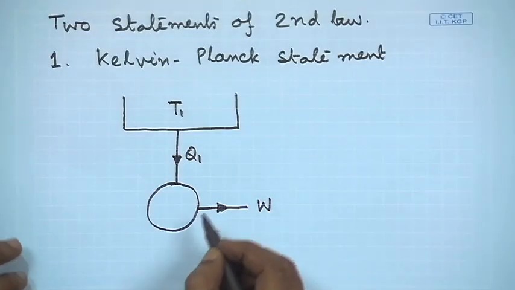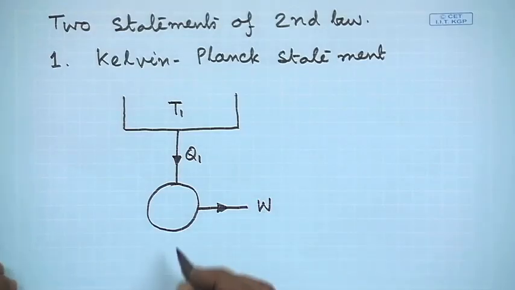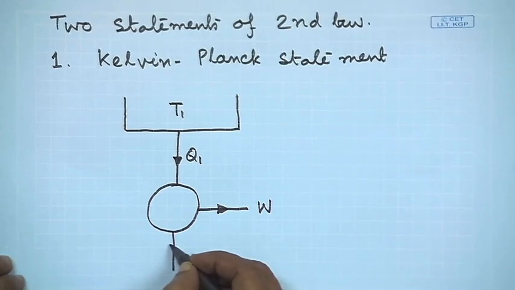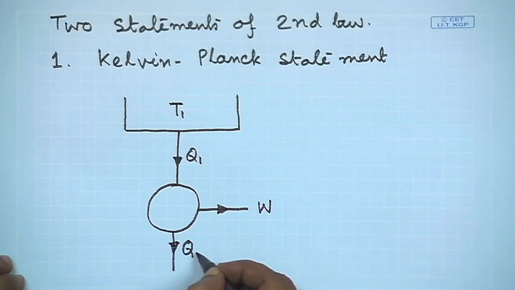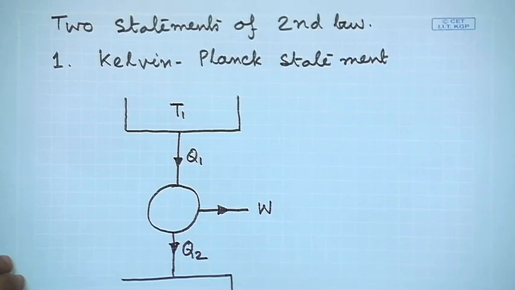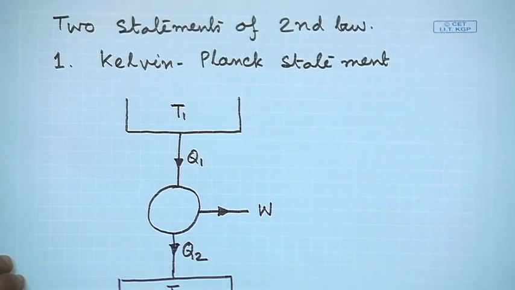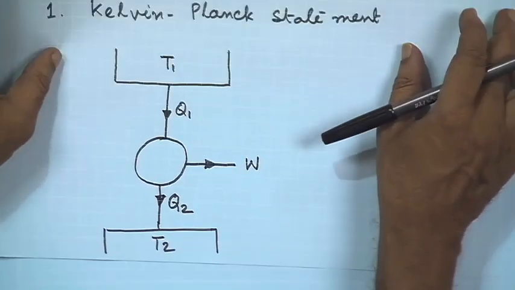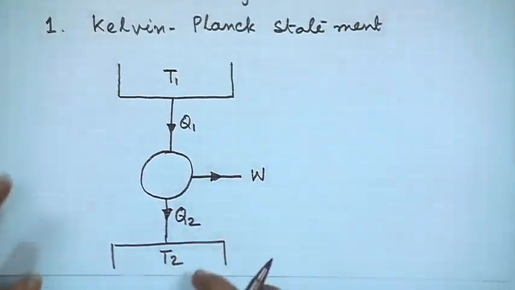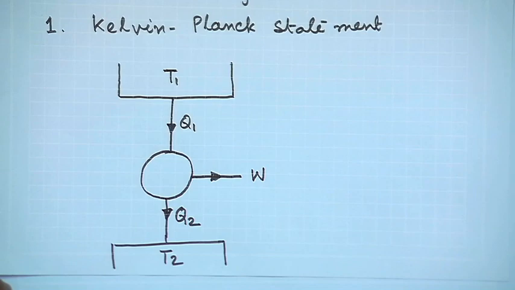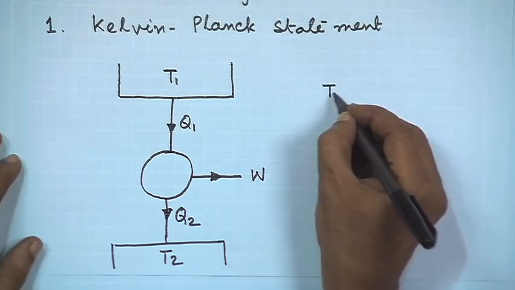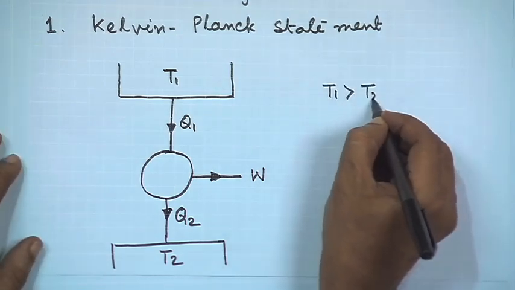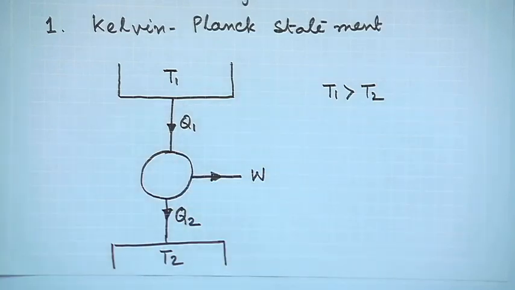It is possible to produce continuous work if I reject certain amount of heat, and if I have to reject certain amount of heat, there would be another body to take that heat, that second body that will also be identified by its temperature. So, this is a second reservoir which is at a temperature T2 and T1 should be greater than T2. So, there can be flow of heat.